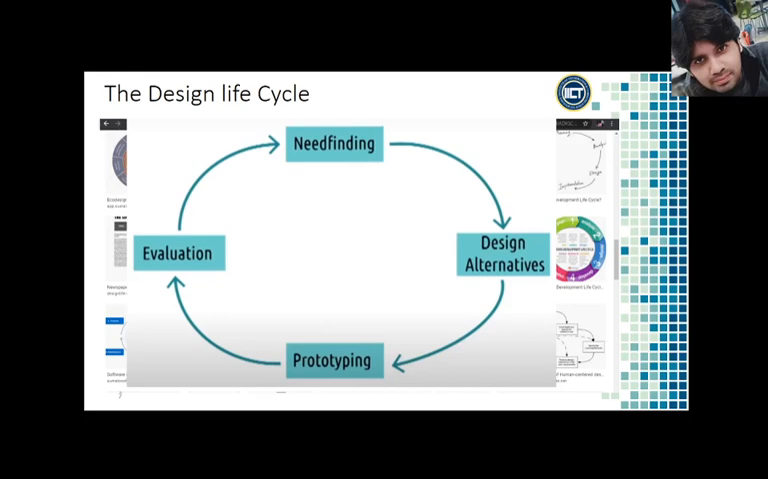The feedback we gain from the users, as well as our experience with these prototypes and design alternatives, improves our understanding of the problem. We now know new areas of the problem we might need to explore with some more need finding. We might have some new ideas for design alternatives or some new ways of expanding the designs that we already have. We then use those things to improve our prototypes, either prototyping new ideas that we didn't have before or making our prototypes more rigorous and more polished so that we can get even better evaluation. And then we put them in front of users again.